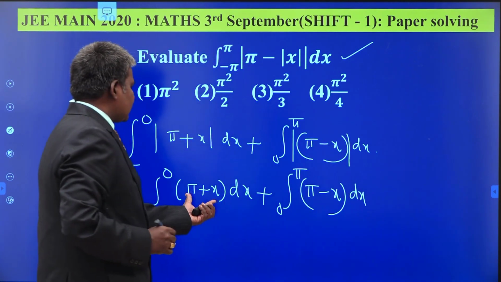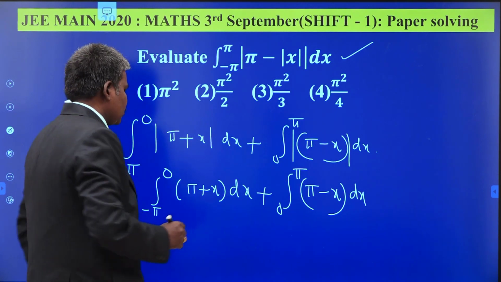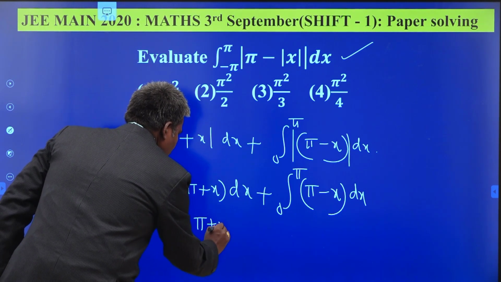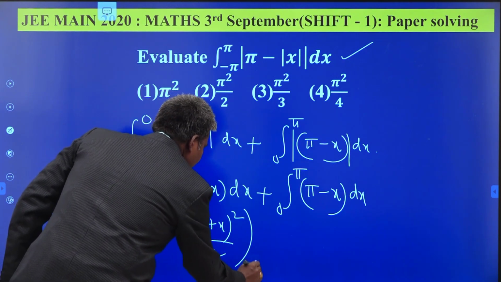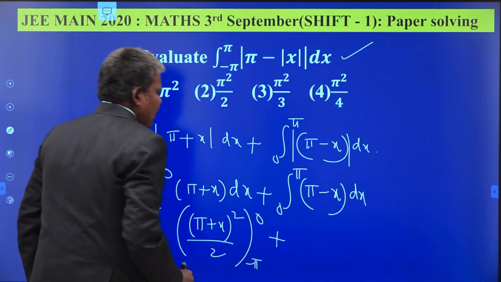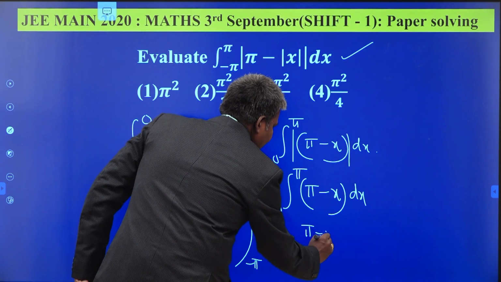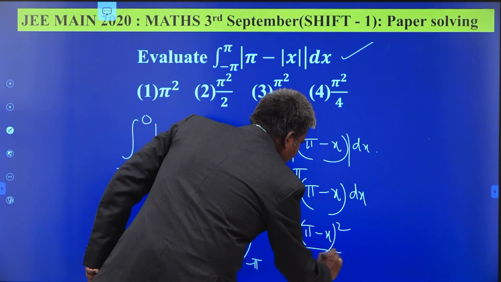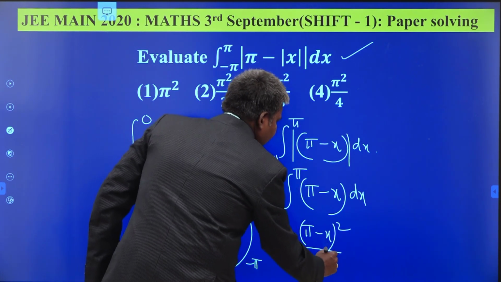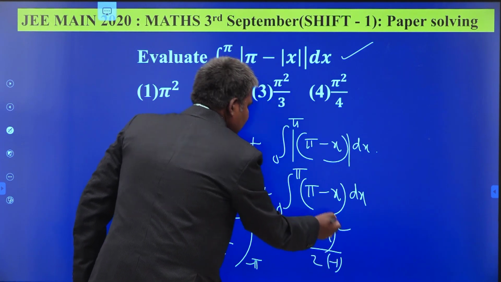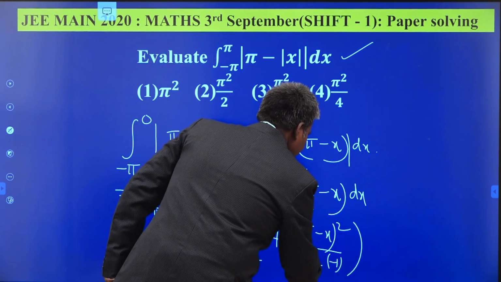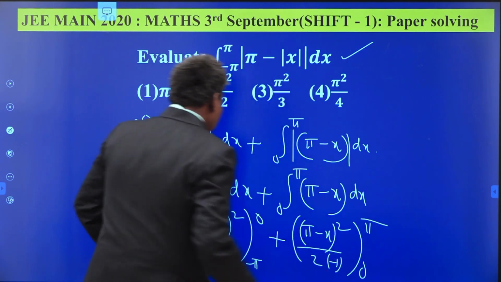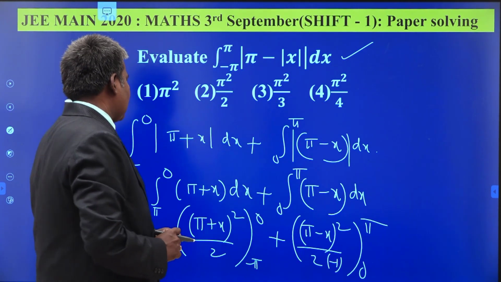You treat this one as x. What is the integration of x? X square by 2. So, pi plus x whole square by 2, limits from minus pi to 0, plus pi minus x whole square by 2. This one you have to write here because the integration of pi minus x is what? Minus 1. You have to write here 0 to pi. By simplification itself, we get the required answer.